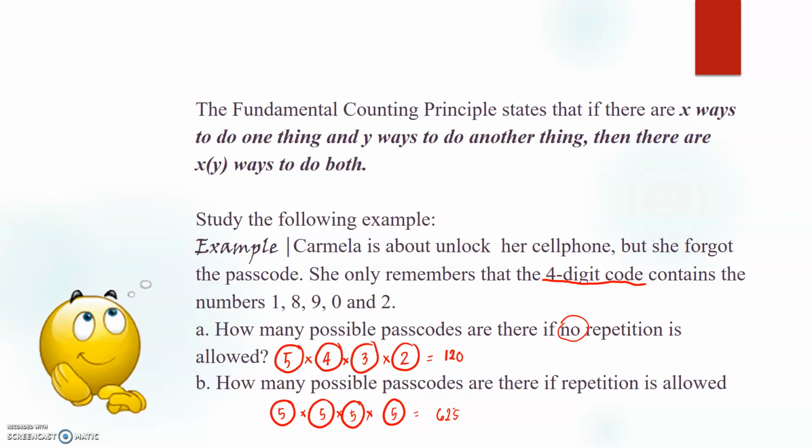Okay, so just keep in mind the fundamental counting principle, and you can apply that when you construct sampling distributions already.